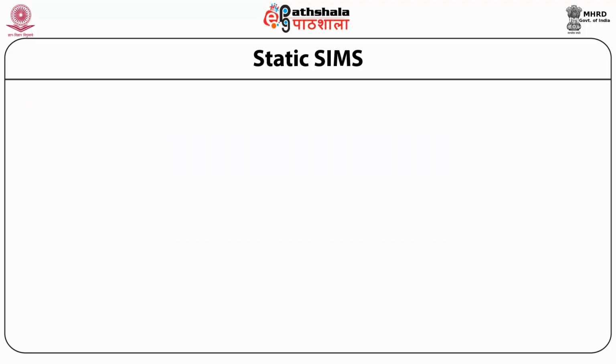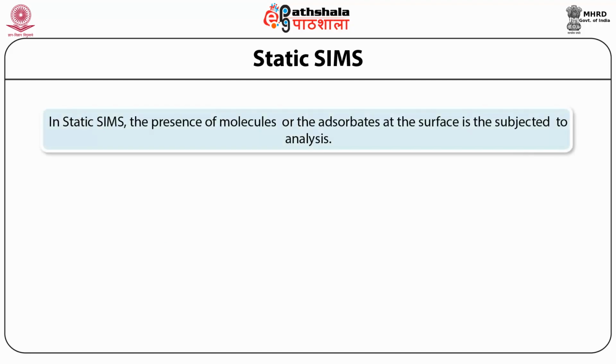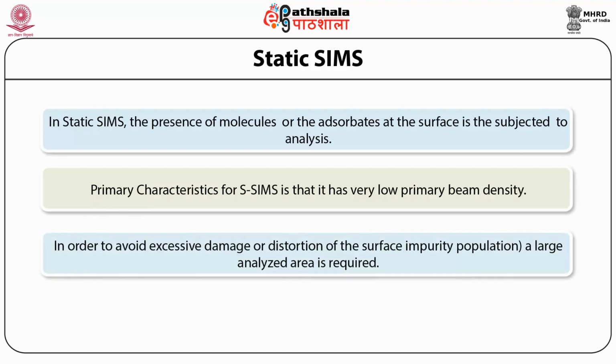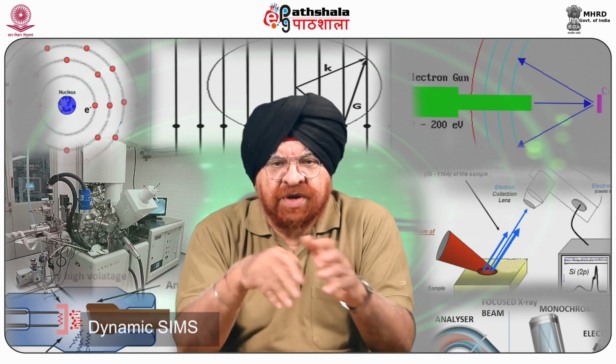Static SIMS are explained here. In static SIMS, the presence of molecules or adsorbates at the surface is subjected to analysis. The primary characteristic of static SIMS is a very low primary beam density. In order to avoid excessive damage or distortion of the surface or surface impurity population, a large analyzed area is required.